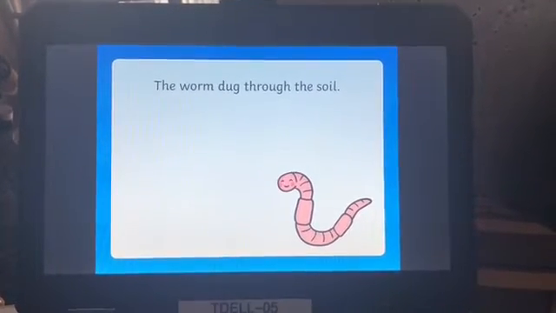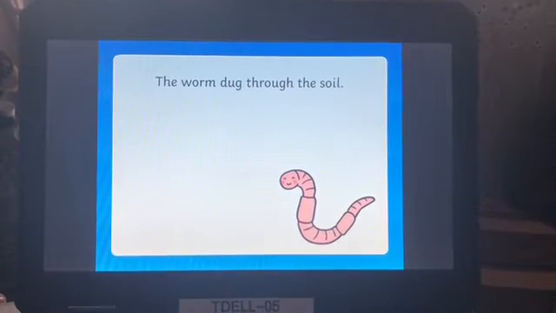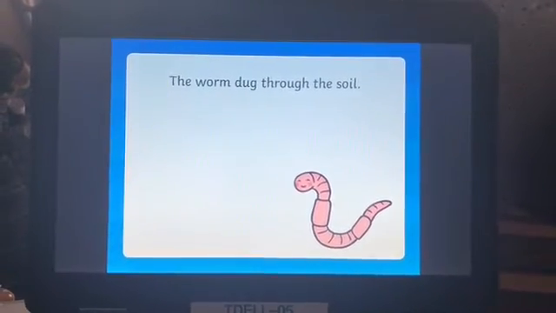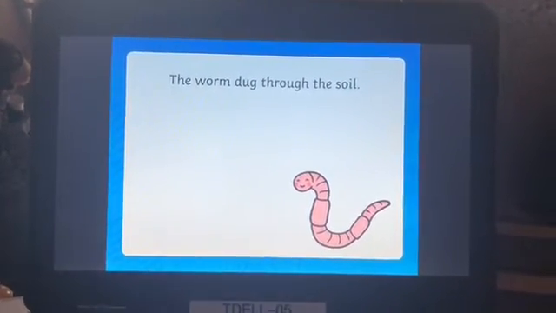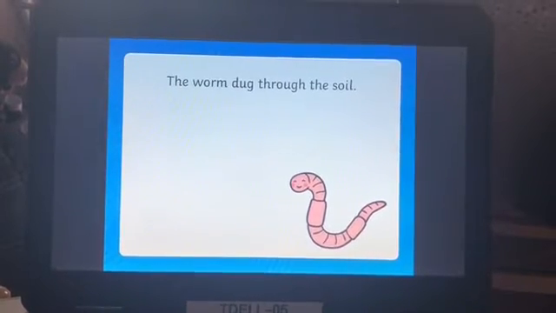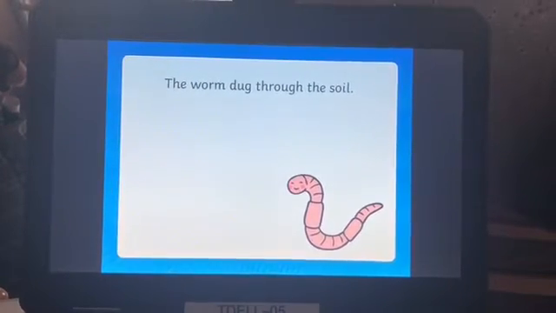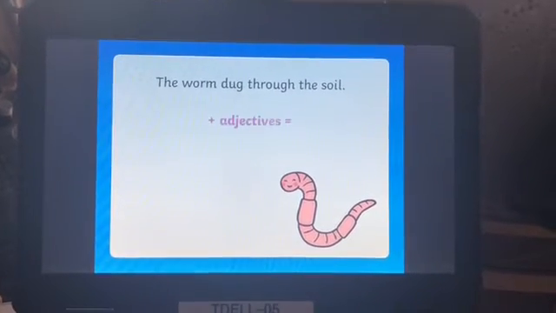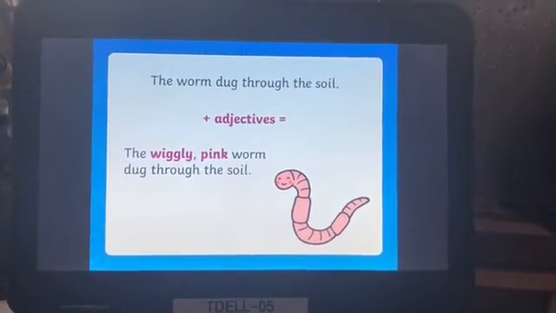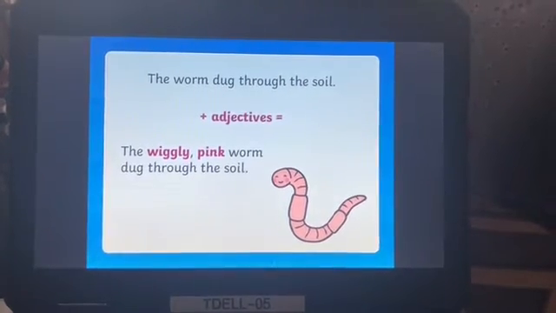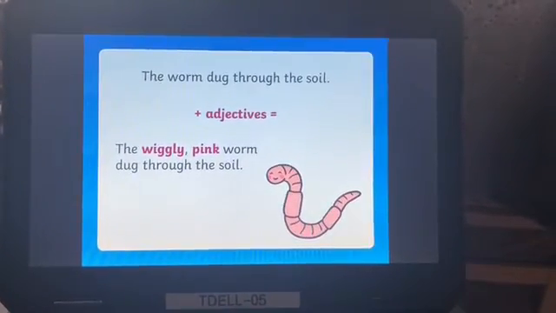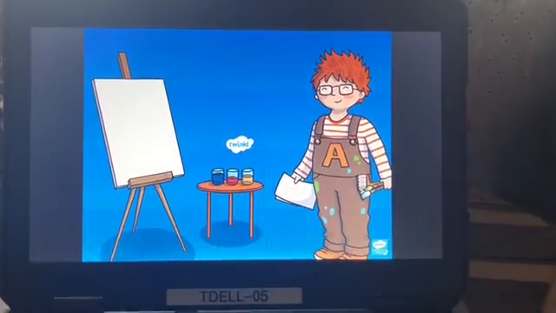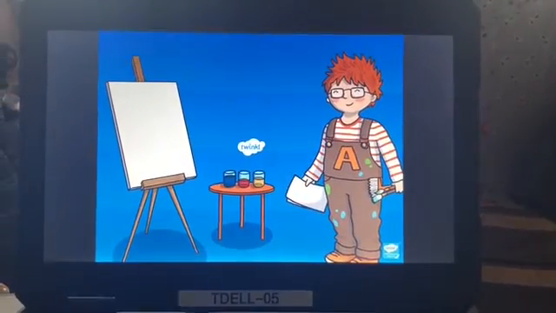The worm dug through the soil. Again, let's give you a few seconds to think of some adjectives to add to this sentence. Okay, so the worm dug through the soil. So let's add some adjectives. The wiggly pink worm dug through the soil. Okay, so that's the end of the PowerPoint.